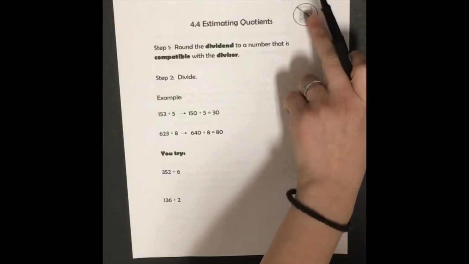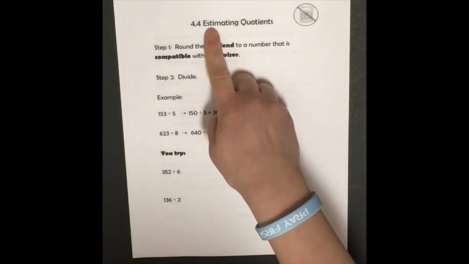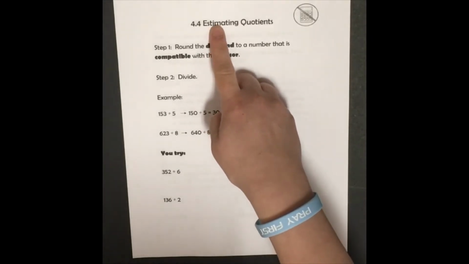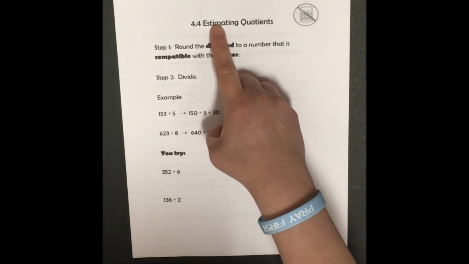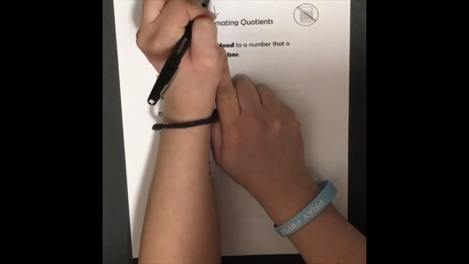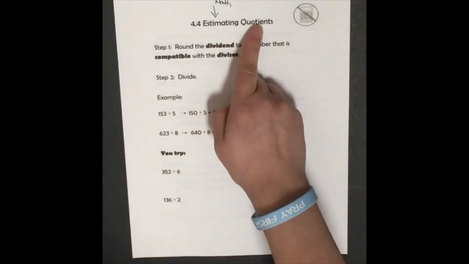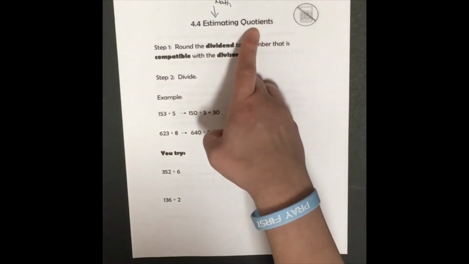So estimating quotients. Estimating quotients is something that you cannot use a calculator for, so that's why you see the no calculator symbol up above. When we are estimating quotients, we can break apart these two words. Estimating means to find a number that is a friendly number, something that we can do in our head. We want mental math. And then quotient just means that we're solving a division problem, and we should know that already.